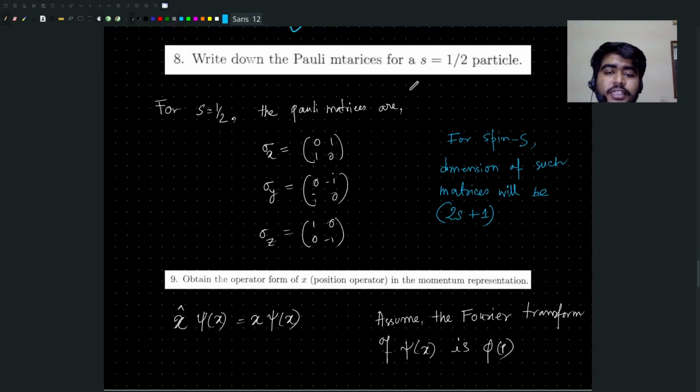The next question is: write down the three Pauli matrices for an S equal to half particle. For an S equal to half particle, there are these three sigma matrices: sigma x, sigma y, and sigma z. Sigma z and sigma x are real valued, and sigma y has some complex entries. For any other arbitrary spin S, there will be 2S plus 1 dimensional matrices, the Pauli matrices.